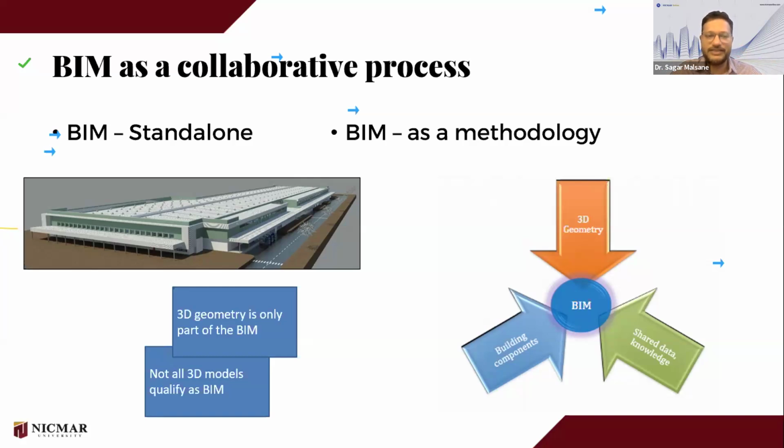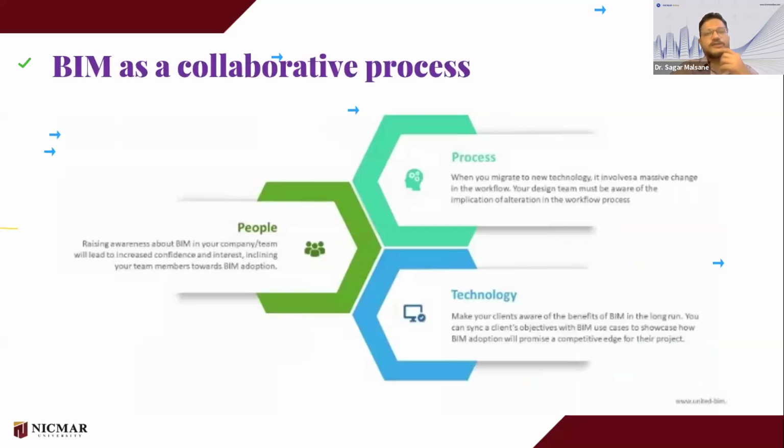Okay, so that's why you can see that here it is mentioned 3D geometry is only part of the BIM. Just because it has 3D geometry, that does not mean it is BIM, and not all 3D models qualify as BIM. Not everything which looks 3D is BIM. So you will call it BIM when it has geometry, but it also has all the building components, and it has shared data and knowledge. So it has all the parameters, all the information. It has all the sustainability related information, parameters, etc. Okay. So far, all good.